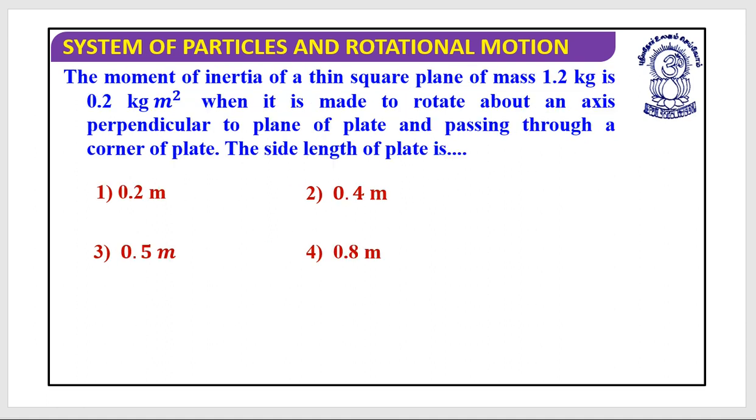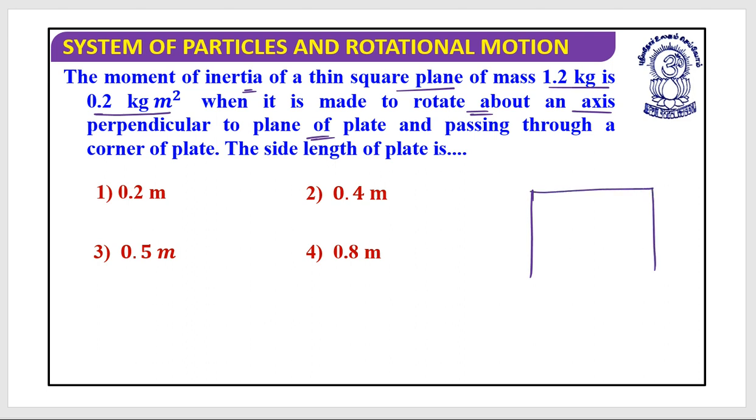Great. Next question. It says, look at this. The moment of inertia of a thin square plate of mass 1.2 kg is 0.2 kg meter square when it is made to rotate about an axis perpendicular to the plane of the plate and passing through the corner of the plate. Okay, great.